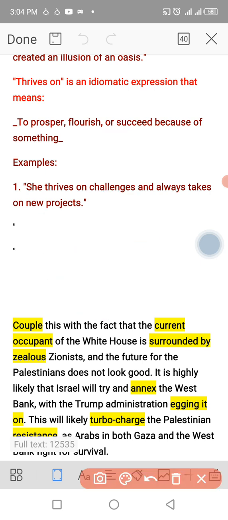Thrives on is an idiomatic expression meaning to prosper, flourish, or succeed because of something. She thrives on challenges and always takes on a new project.